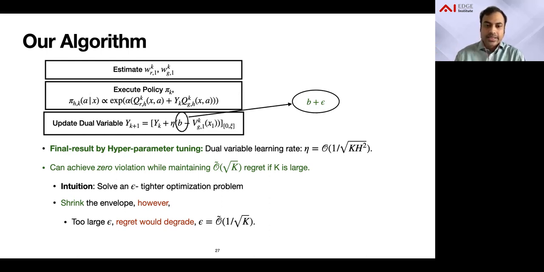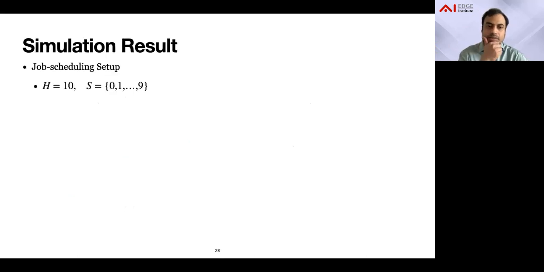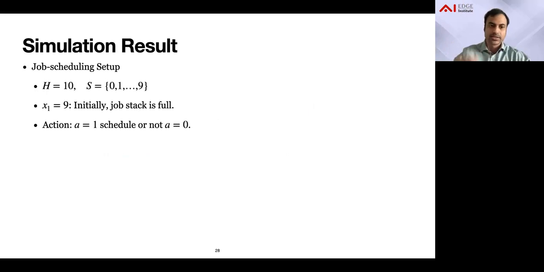Okay. And now we see some toy simulation results. Again, I'm talking about the job scheduling setup, that example that I gave. Initially your job stack is full. You have the complete job, and your state space is from 0 to 9. So 9 means your job stack is full. You want to decrease your job stack, and your horizon length is 10.